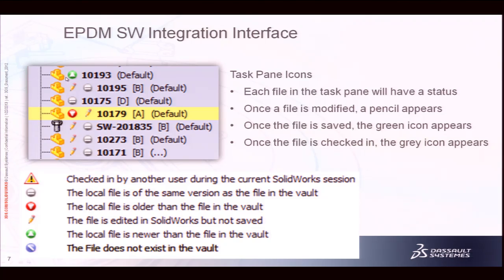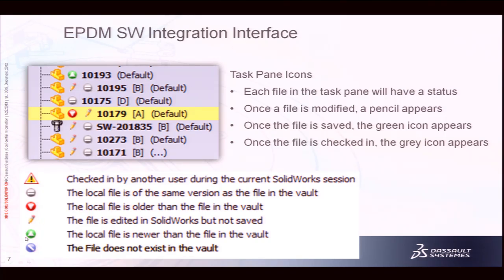Of course, this can only happen if you have the file checked out. You can modify a file that's not checked out, it will let you. But in order to save those changes and effectively have a green icon, the file needs to be checked out so that you can actually save it. Once it's saved, you go green. That essentially says your file is newer than what's in the vault, which in theory means it's ready to be checked back in.